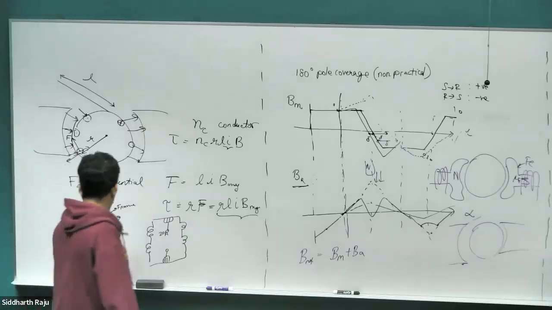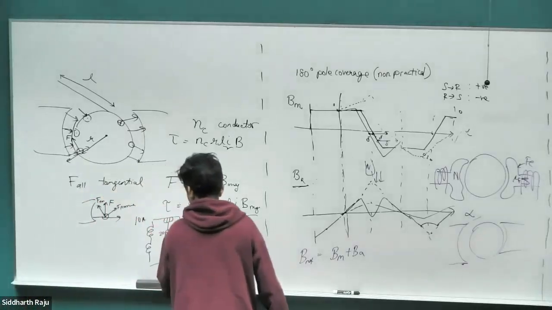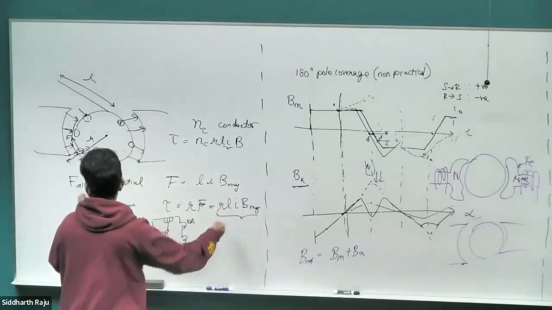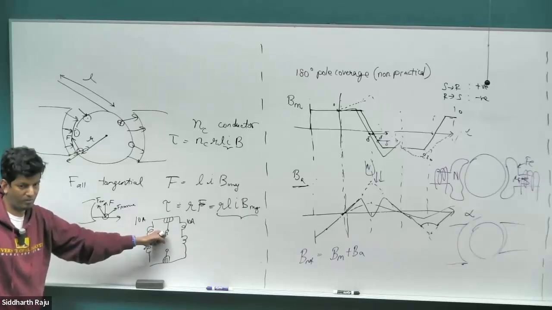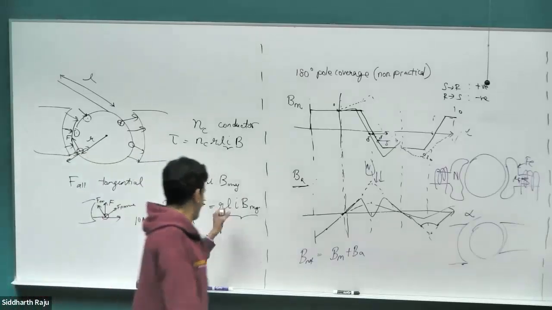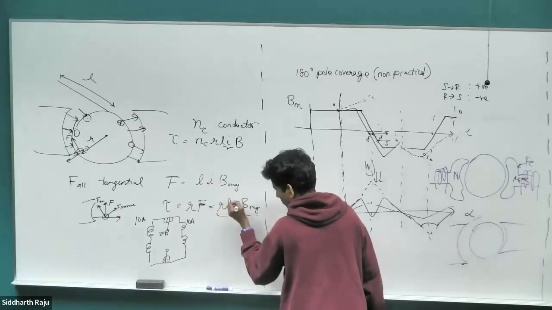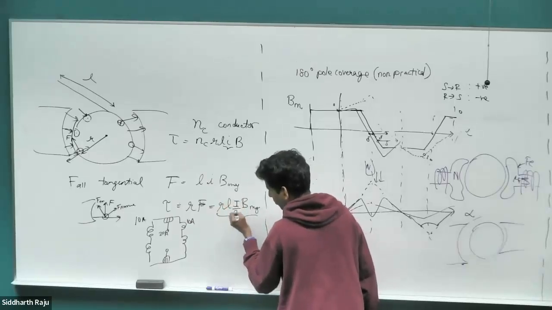10 and 10, right? It's going to split equally. 10 ampere, 10 ampere. So this I here is the current in the conductor. The current in the conductor is half of what the current is coming from the external world. Right? So this I is actually I from the external world divided by 2.